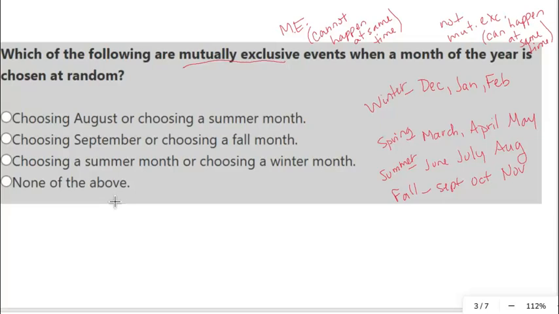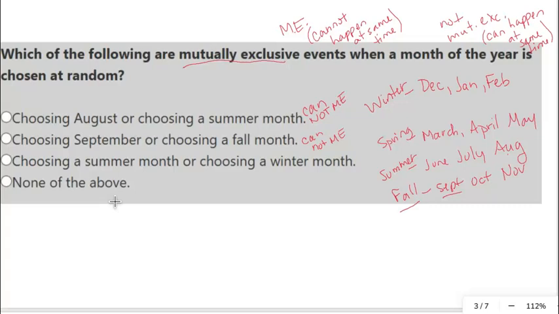Okay, so let's see. If we pick August or a summer month, can those happen at the same time? So here's August and it is a summer month. So these can happen at the same time, and so that is not mutually exclusive. Let's look at the second choice. Picking September or choosing a fall month. So here's September and fall. So those can happen at the same time. So that is not mutually exclusive.